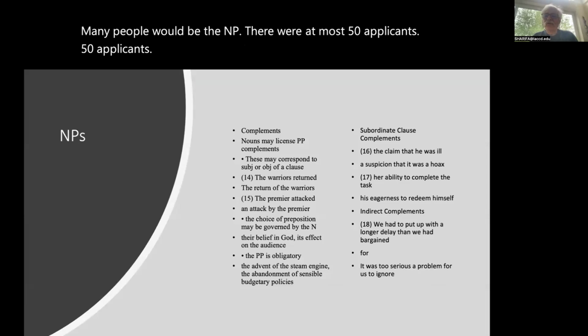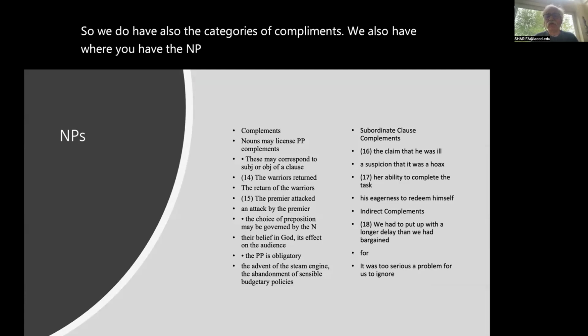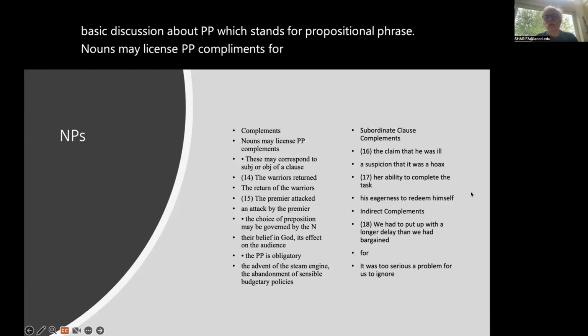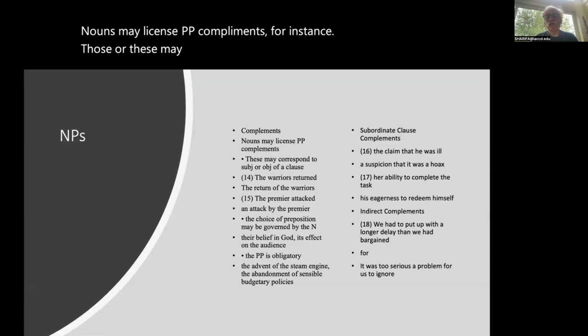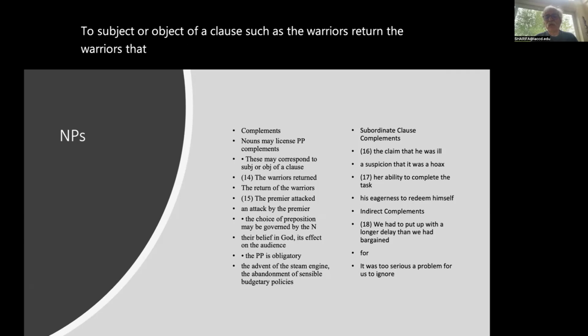So we do have also the categories of complements. We also have where you have the NP or PP obligatory. There would be a separate basic discussion about PP, which stands for prepositional phrase. Nouns may license PP complements. For instance, these may correspond to the subject or object of a clause, such as "the warriors return." The warriors, that is NP. And "the return of the warriors," that would be a complement.